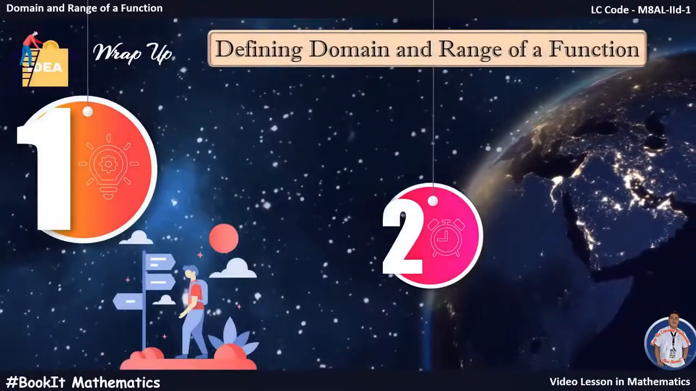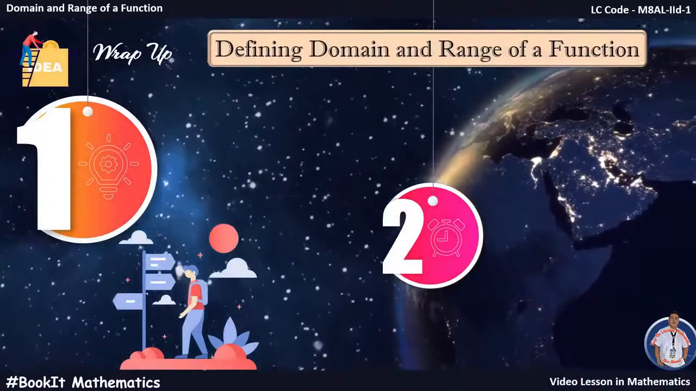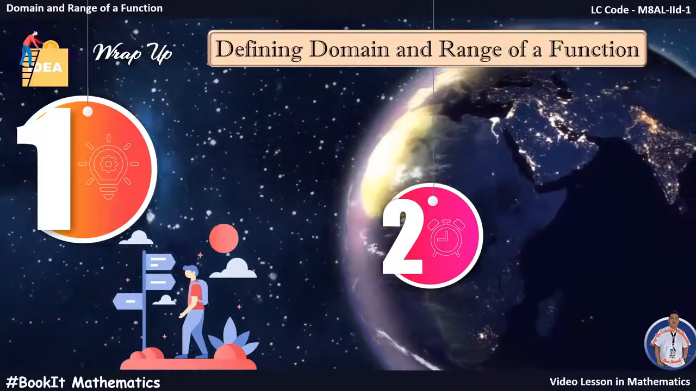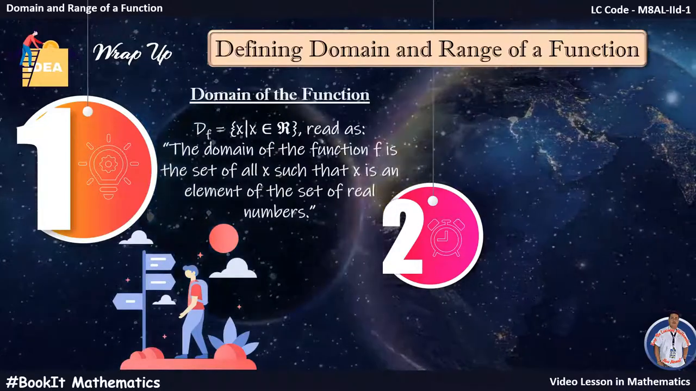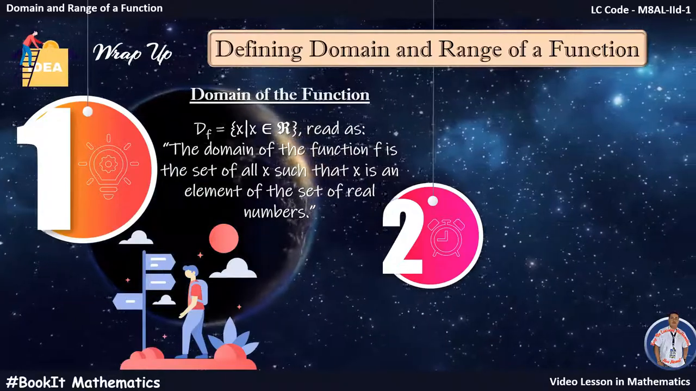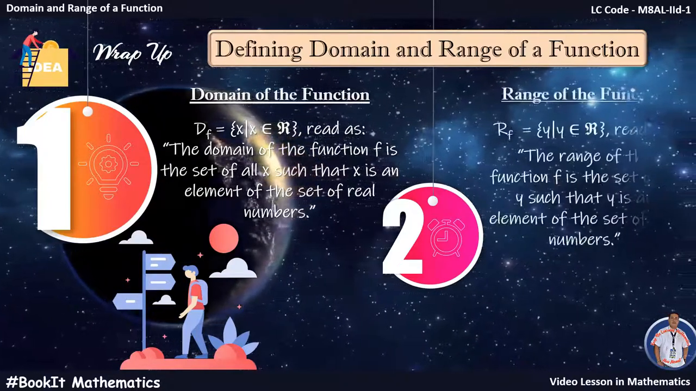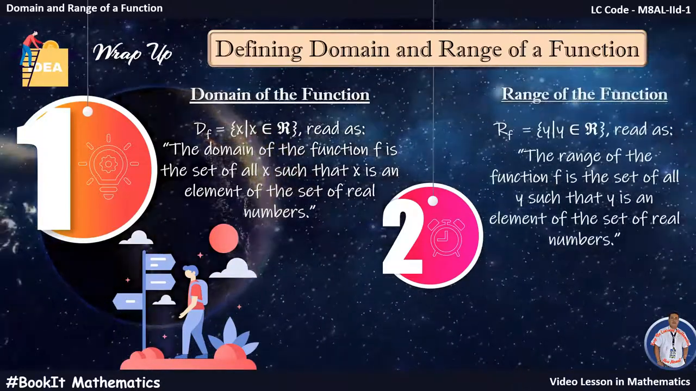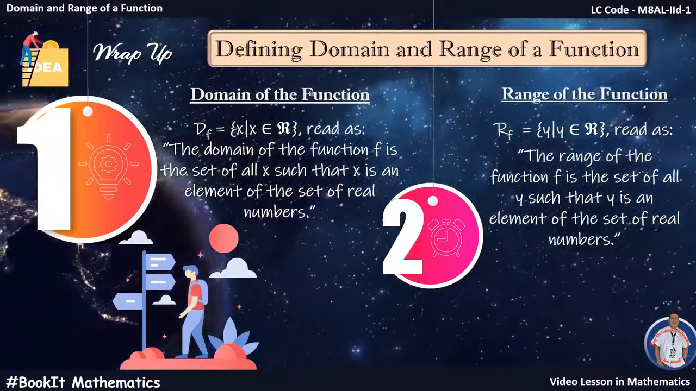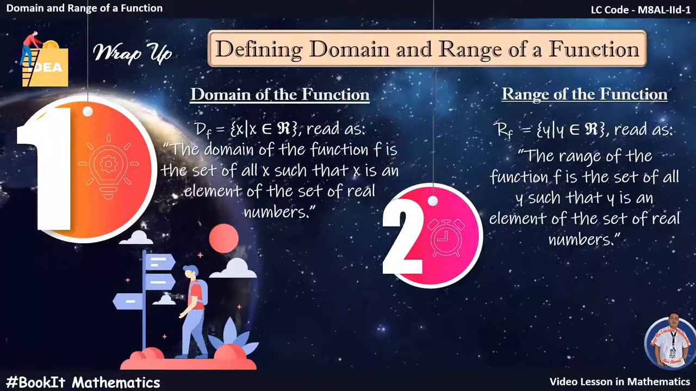At this time, let's have things wrap up. Defining domain and range of a function. The domain of the function f is the set of all x such that x is an element of the set of real numbers. The range of the function f is the set of all y such that y is an element of the set of all real numbers.